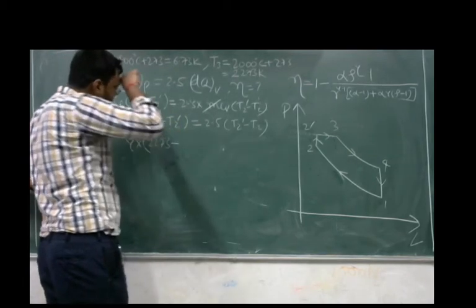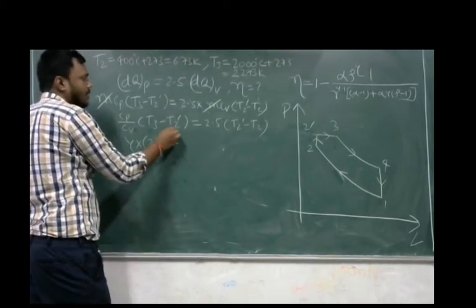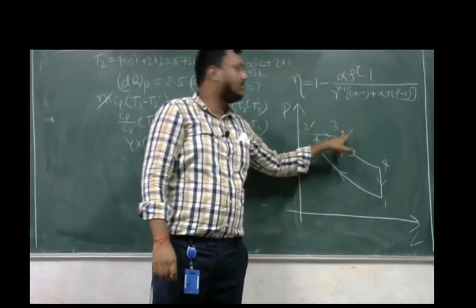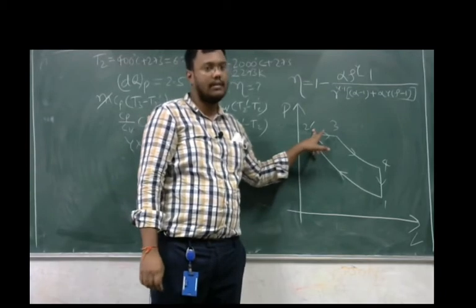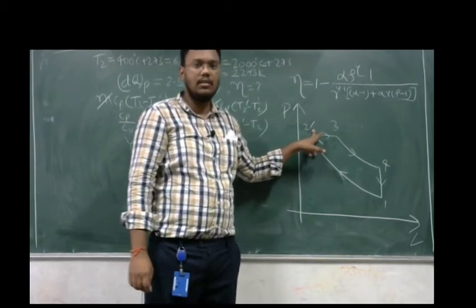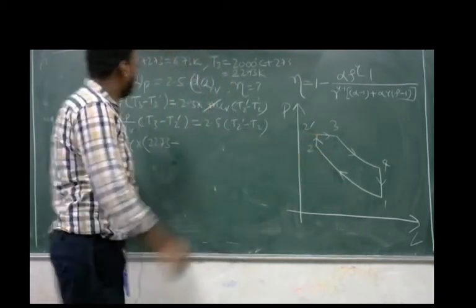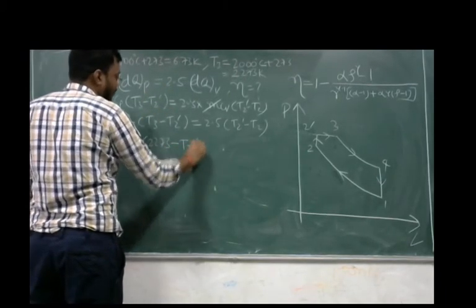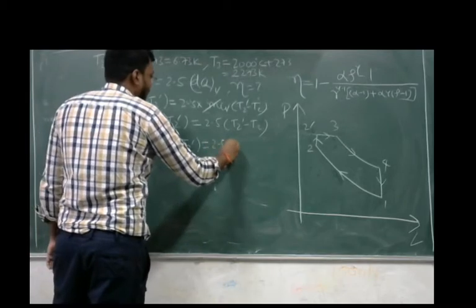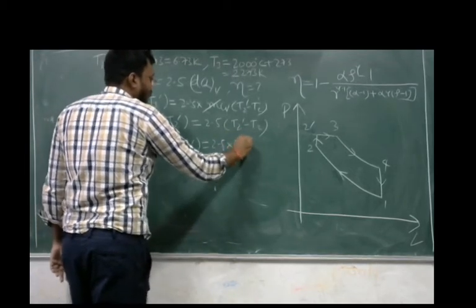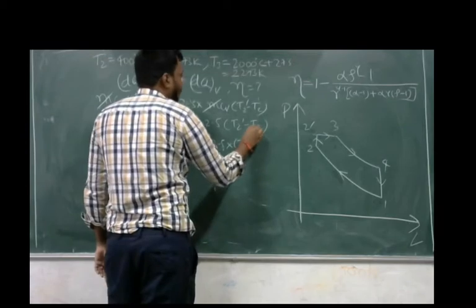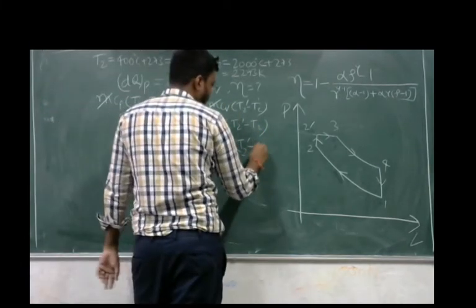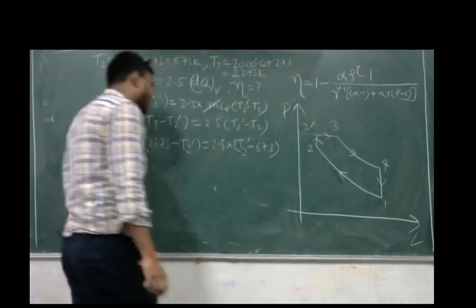That's why this equation is given, to find the value of T2 dash, because the values of T1, T2 and T3 are given, but the temperature at point 2 dash is not given. So we need to find T2 dash equal to 2.5 times T2 dash minus T2, where T2 is given in the question as 673 Kelvin.